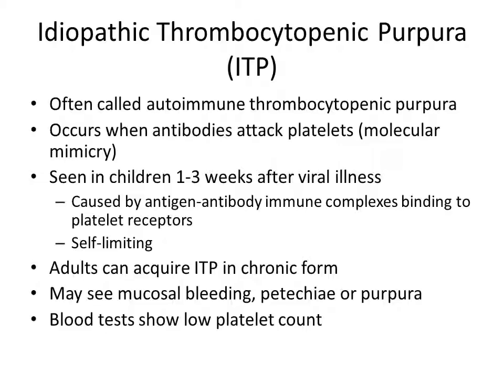So when you do blood tests, it's going to show a low platelet count because these platelets are being destroyed. This disease is manifested by mucosal bleeding, petechiae, as well as purpura. And it's often very self-limiting. In other words, it gets better on its own.